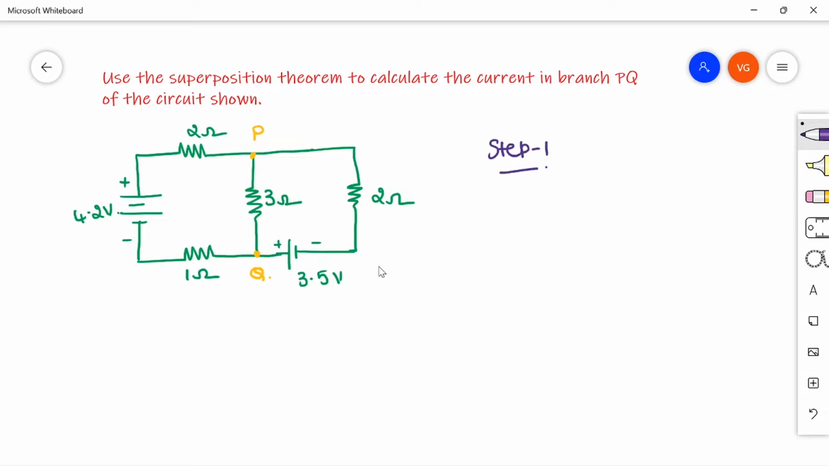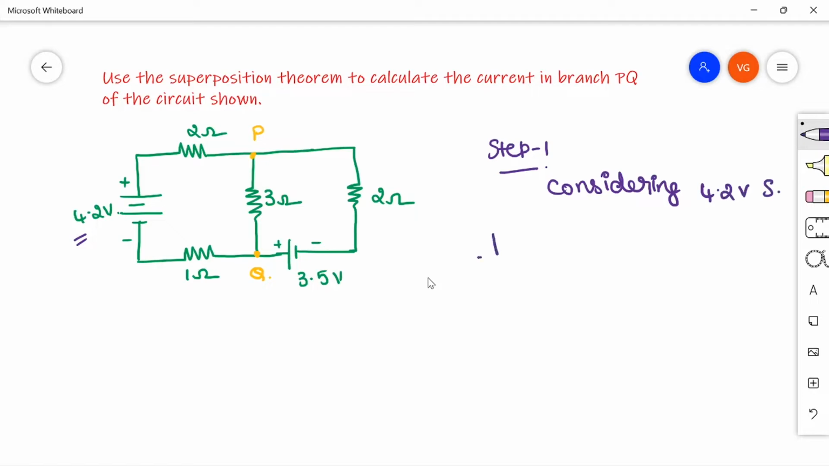first consider the 4.2 volts source. Considering the 4.2 volts source and replacing the other source with its internal impedance. The other source is a voltage source of 3.5 volts and there is no internal impedance given. So we have to short circuit this 3.5 volts. So let us redraw the circuit like step 1, considering the 4.2 volt source.